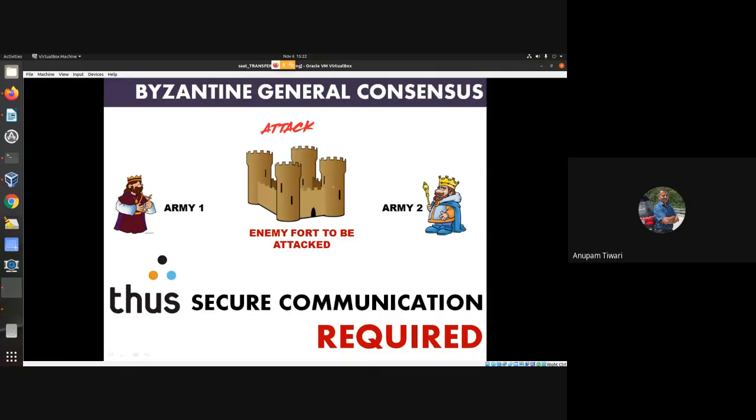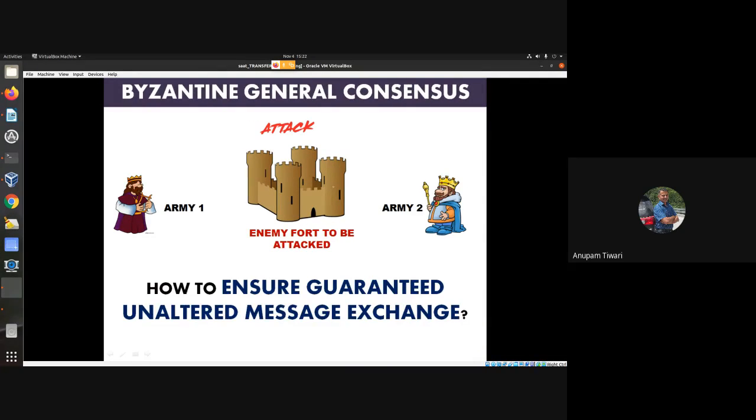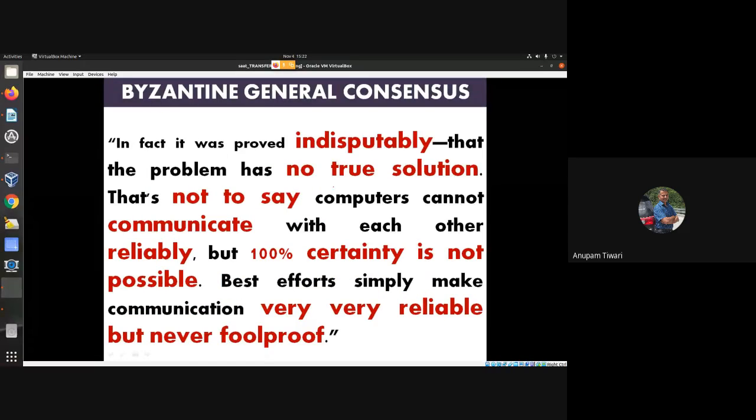Army 1 and army 2 have to secure the communication. Instead of plain text, attack Monday or attack Tuesday, they have to secure it. Now how do they do it? How do they ensure that a guaranteed unaltered message is passed? In the domain of IT, it has been proved in many FLP papers, in case you might have read or heard of them, that there is no true solution. Not to say that computers cannot communicate with each other reliably, but 100% certainty is not possible.